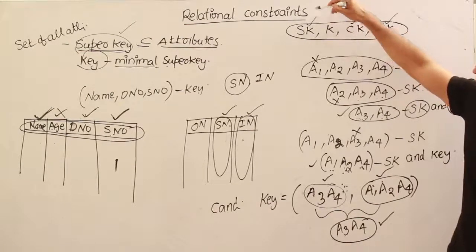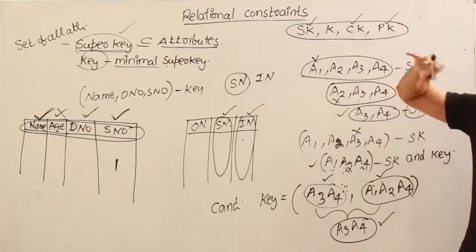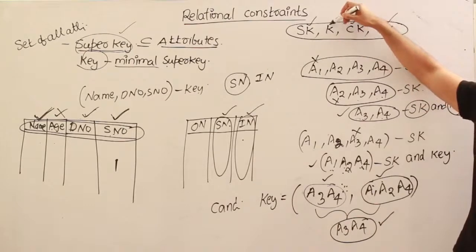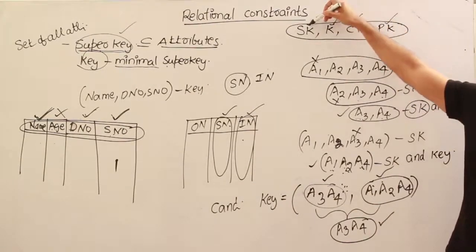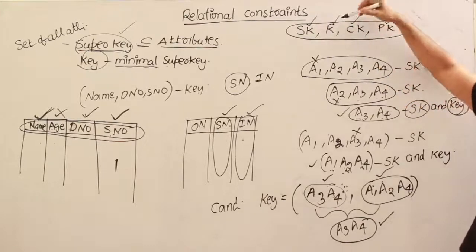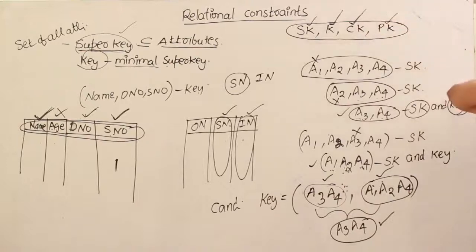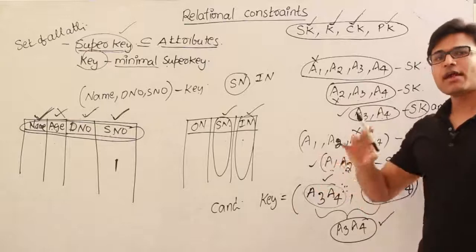Any set of attributes is called a super key if it uniquely identifies a tuple, and a minimal super key is a key. And any superset of a key is a super key. If there is more than one minimal key, they will be called candidate keys. So there is generally no term as a single candidate key; we call them candidate keys.